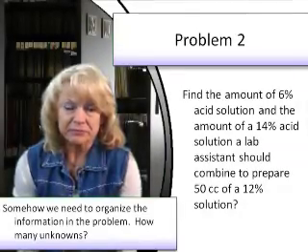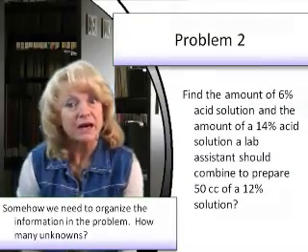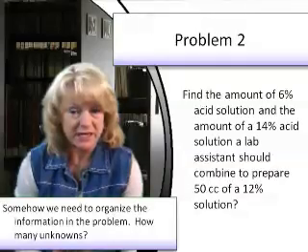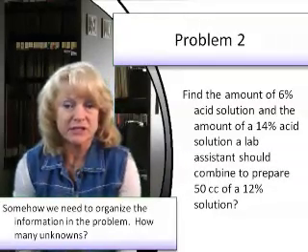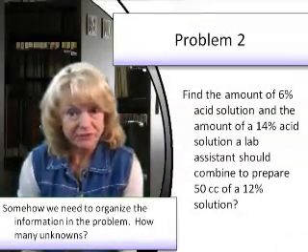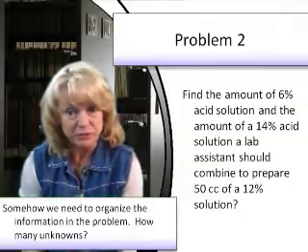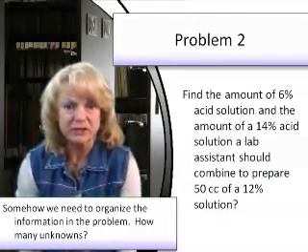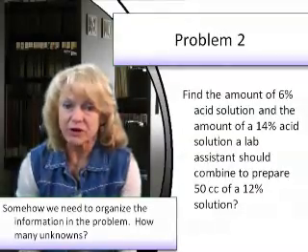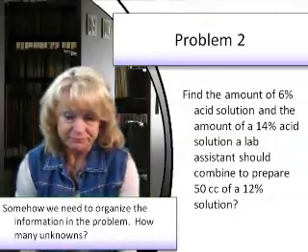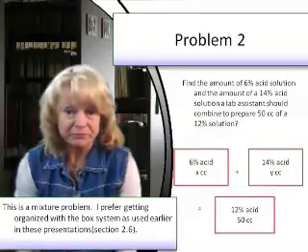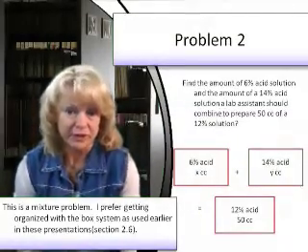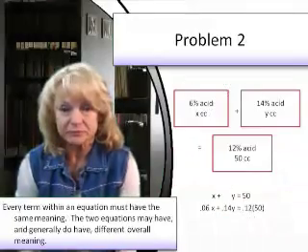Here's our second problem. Find the amount of 6% acid solution and the amount of 14% acid solution a lab assistant should combine to prepare 50 cc's of a 12% solution. Now, somehow we need to organize the information in the problem. First of all, how many unknowns? This is a mixture problem. I prefer getting organized with the box system as seen earlier, back in chapter 2.